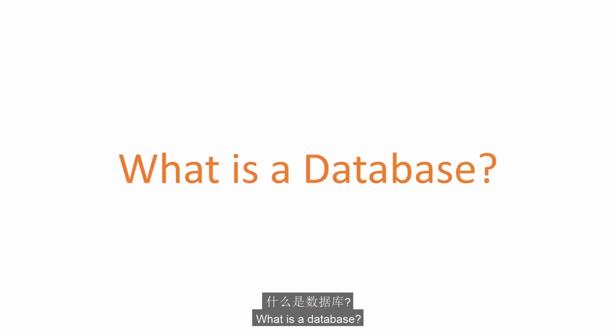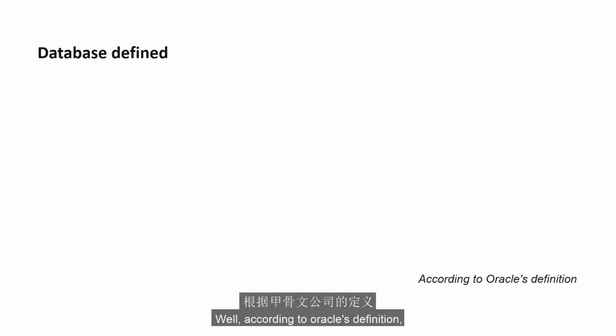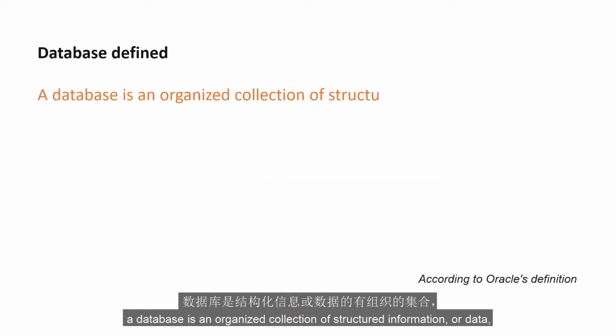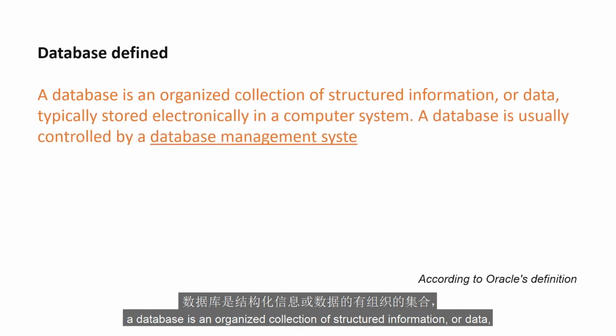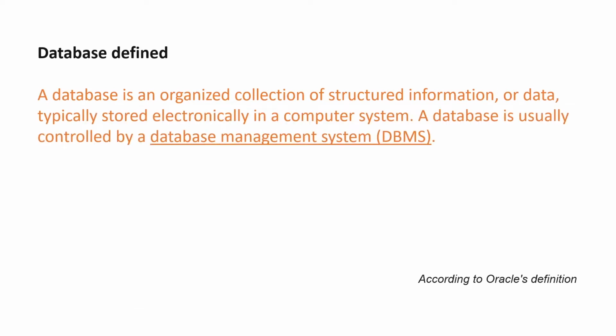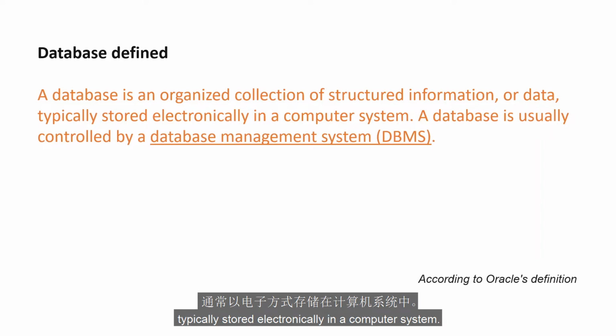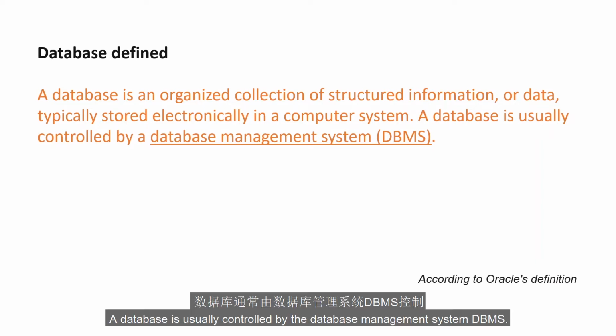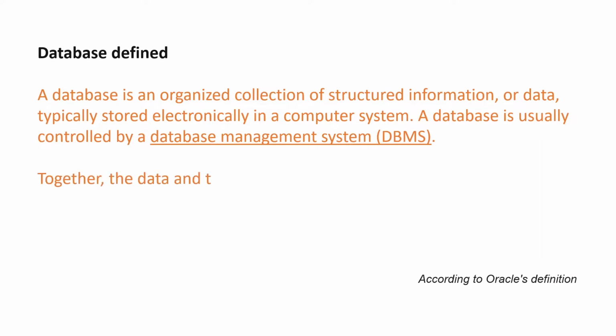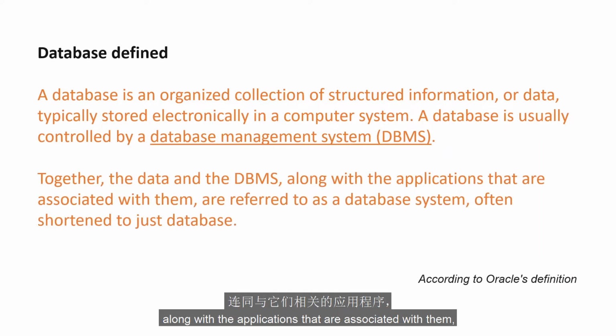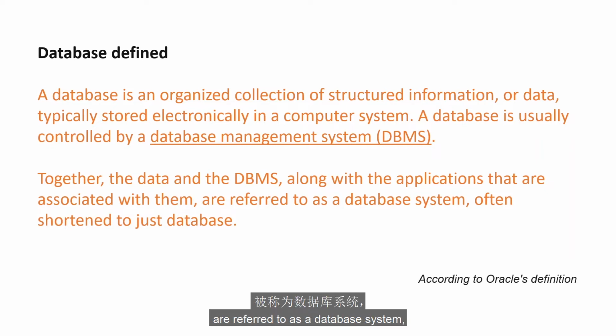What is a database? Well, according to Oracle's definition, a database is an organized collection of structured information or data, typically stored electronically in a computer system. A database is usually controlled by the Database Management System, DBMS. Together, the data and the DBMS, along with applications that are associated with them, are referred to as a database system, often shortened to just database.